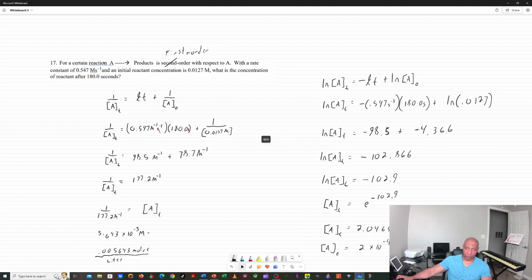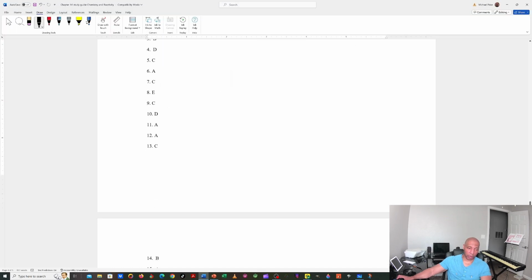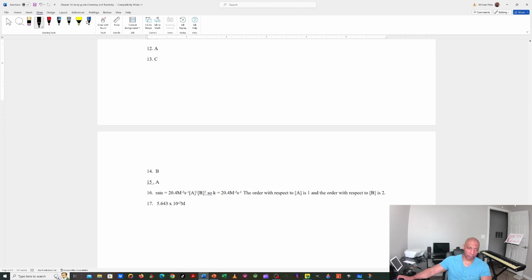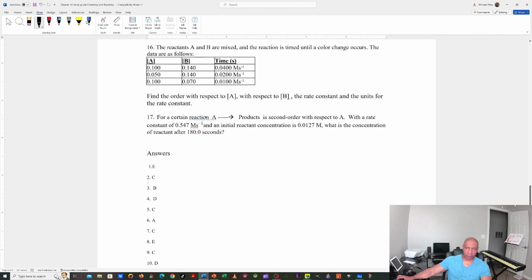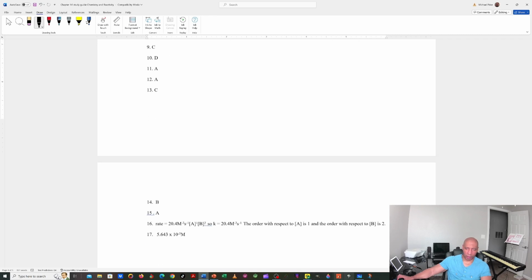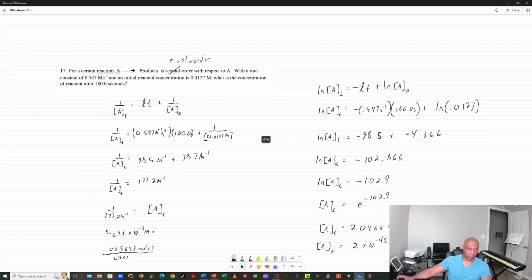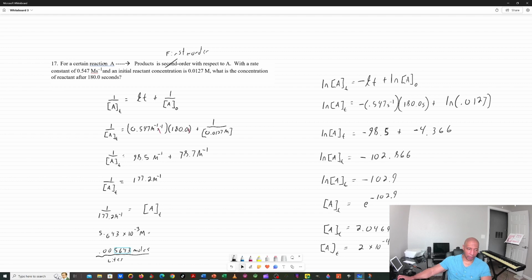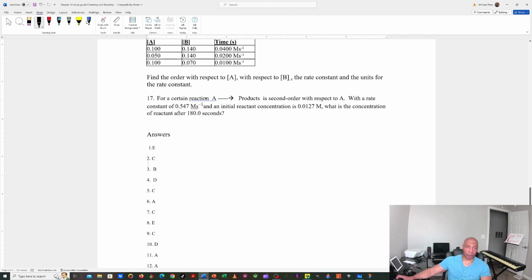So I think that's the entire study guide, plus one extra problem. The answer to number 17, what is the concentration after 180 seconds when it is second order, is 5.63 times 10 to the negative 3. Yeah. All right.